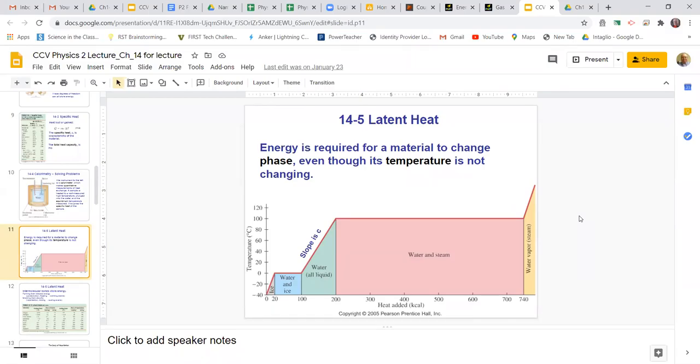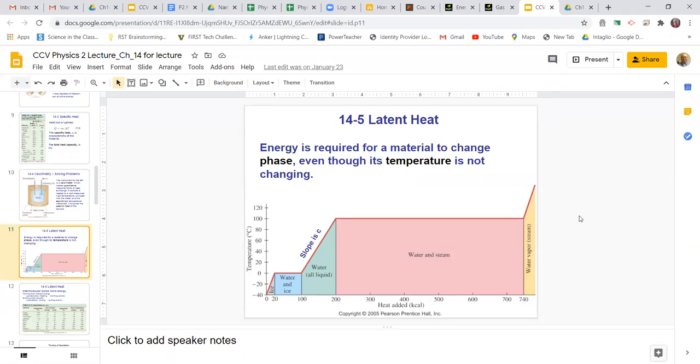So there's another way that materials can exchange thermal energy or heat, and that's called latent heat. It's another way to store energy, but it's a mechanism for storing energy that's not really kinetic, it's more potential. And that's why we call it latent. So it's thermal energy that's stored in molecular bonds as potential energy, and it can be released or absorbed.